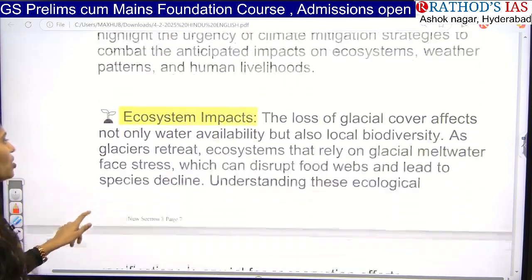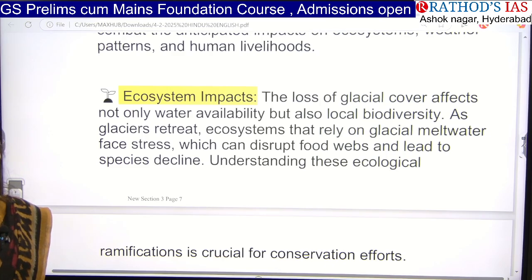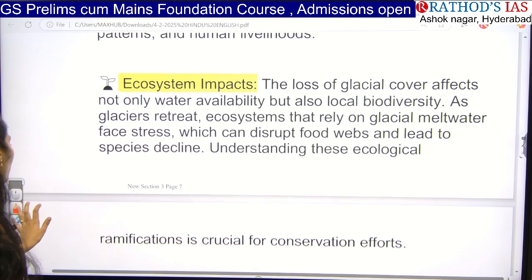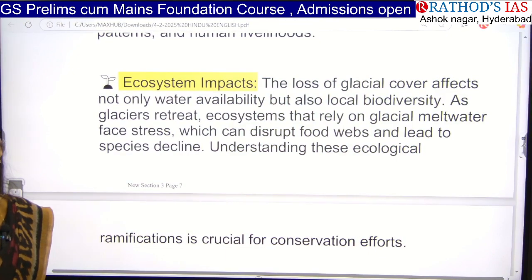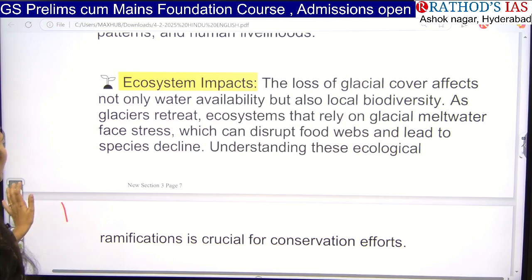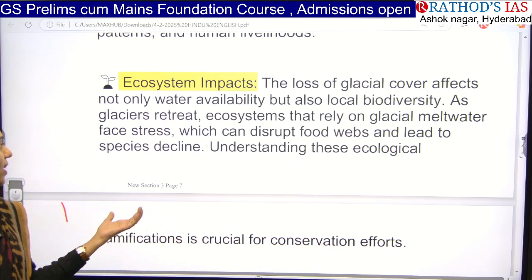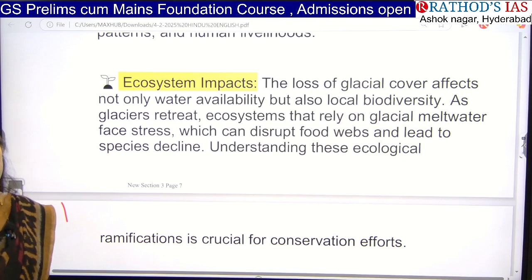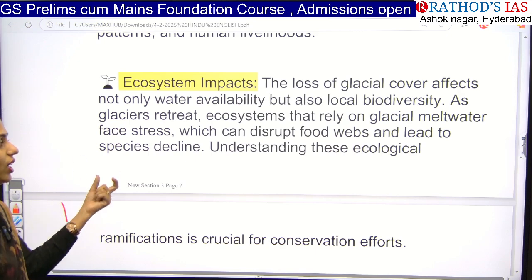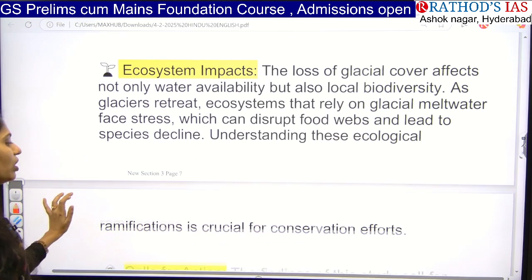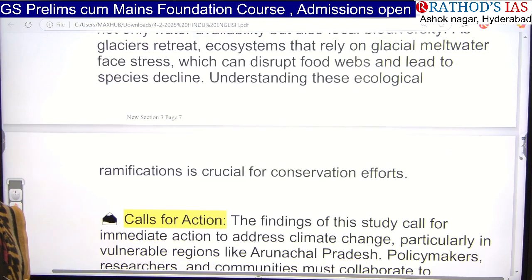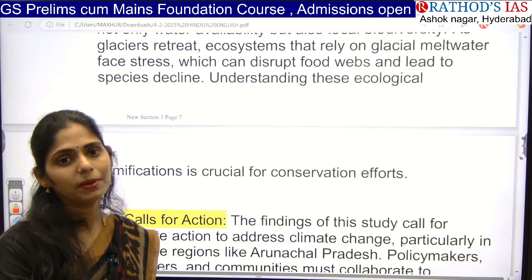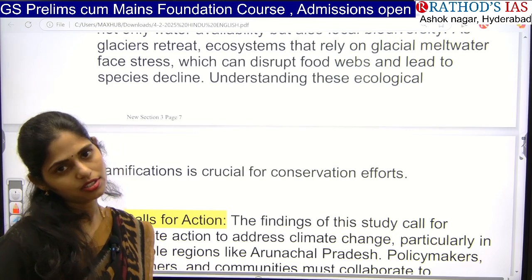And there are lots of negative impacts on our ecosystem, because whenever there is loss of glacial cover, it will not only affect water availability, but will also impact local biodiversity. Whenever glacial retreat happens, the ecosystems that rely on it will also get wiped off, and will be stressed. So it will affect local food webs and food chains, which will lead to a decline of species. So here we have to understand how we can protect the environment and ecosystem, so that it will also have an impact on our conservation system.